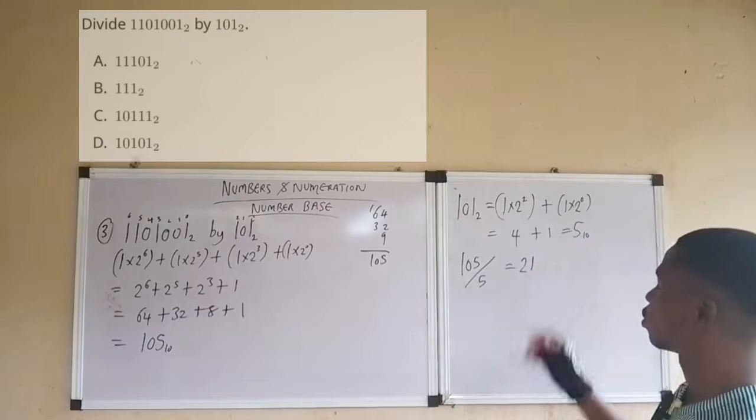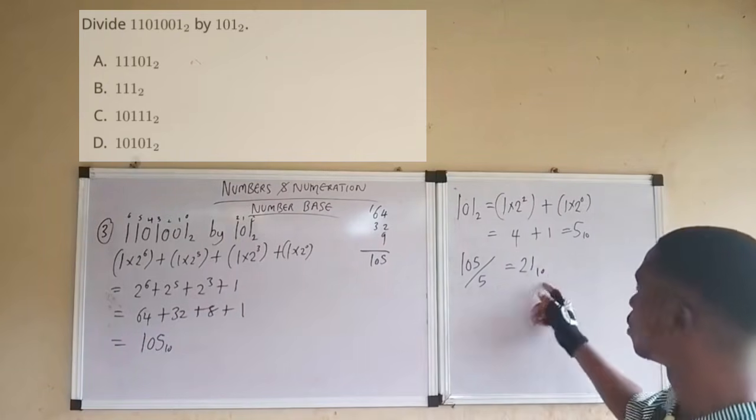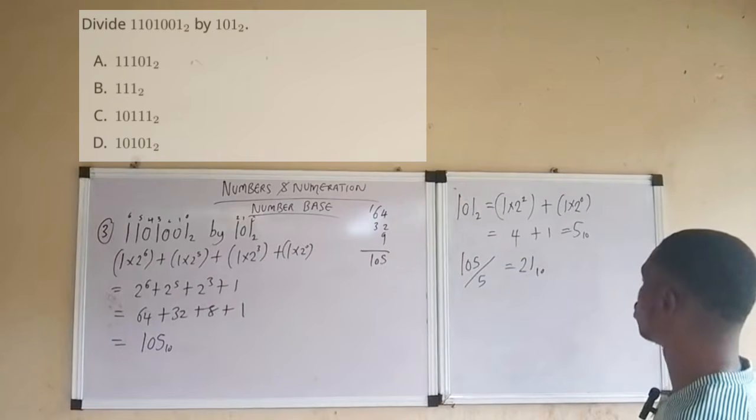All right, it's going to give us 21. So we have 21 in base 10. So we need to convert this 21 in base 10 back in base 2 so that we can get our answers from the options. All right, so you recall how to do that.